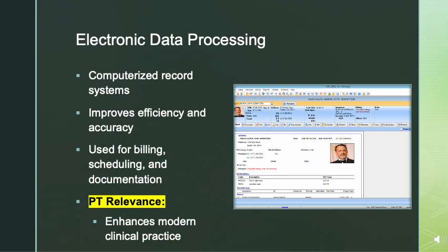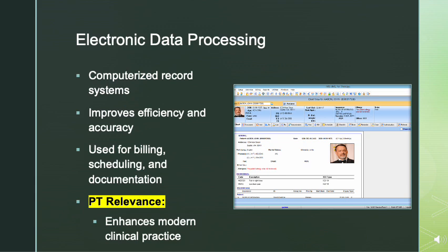Electronic data processing refers to the use of computerized systems for managing records in physical therapy. This represents a shift from traditional paper-based documentation to digital and integrated systems that support both clinical and administrative functions. First, it improves efficiency and accuracy. Digital systems reduce manual errors such as illegible handwriting, incomplete entries, or misplaced records.